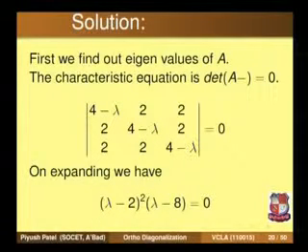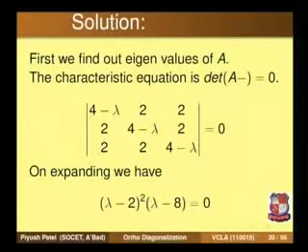So let us first of all find the characteristic equation for the matrix A, that is, determinant of A minus lambda I is equal to 0. We have this determinant: 4 minus lambda, 2, 2; 2, 4 minus lambda, 2; 2, 2, and 4 minus lambda. Now on expanding you will get the characteristic polynomial, and the factorization is as follows: lambda minus 2 whole squared into lambda minus 8 is equal to 0.